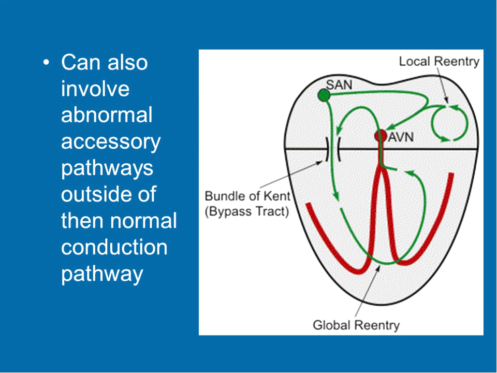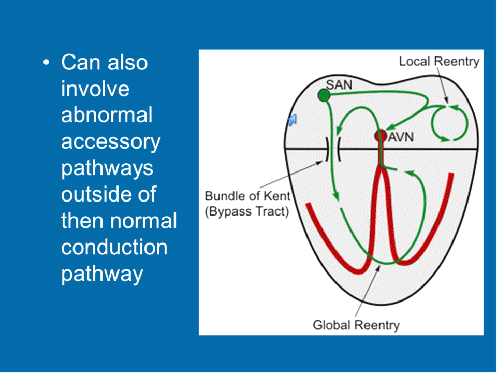Another thing that can occur is an abnormal accessory pathway outside of the normal conduction system. If you look here, here's the SA node, and it's sending the impulse to the AV node, and then the impulse goes through. And there's a couple of examples. So then here's an accessory pathway.